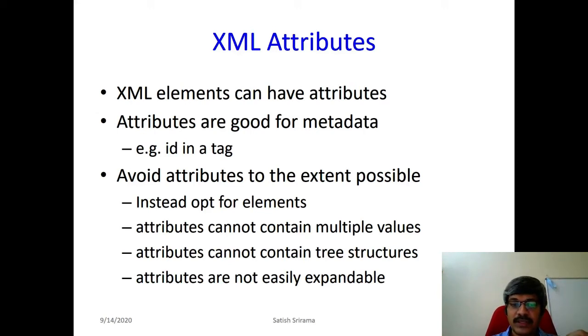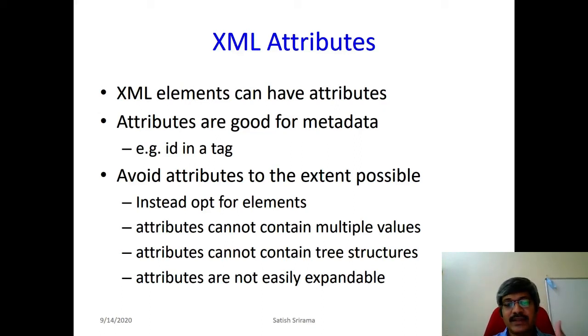The good thing with elements is that attributes cannot contain multiple values, but elements can. Say, for example, you repeat the same element multiple times. If there are multiple authors for that book, you could put author Satish Sri Raman, author the second one, author the third one. There is no problem, so you can add more values. If I had put an attribute there, I cannot add more names. So that's a problem.